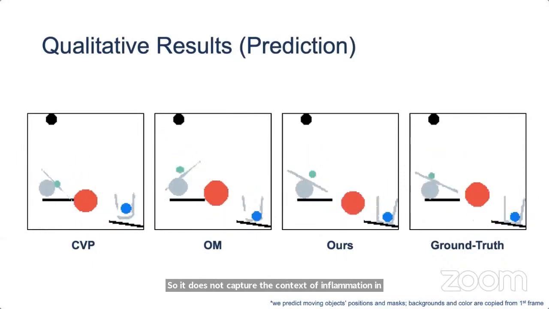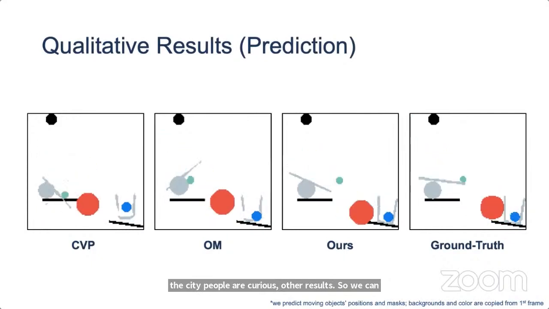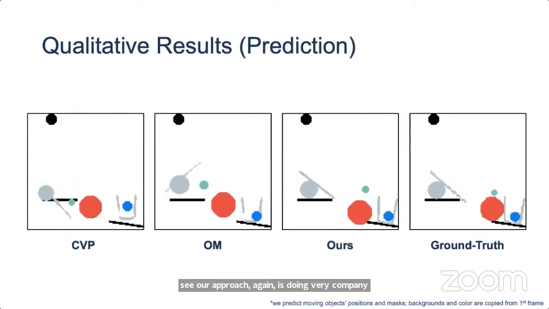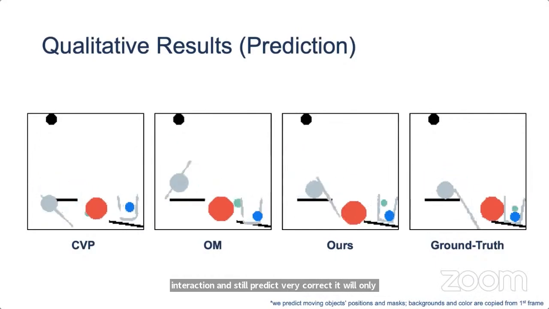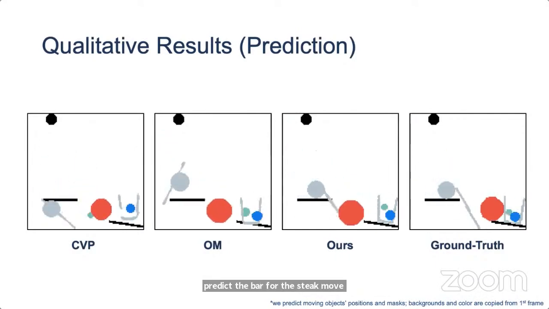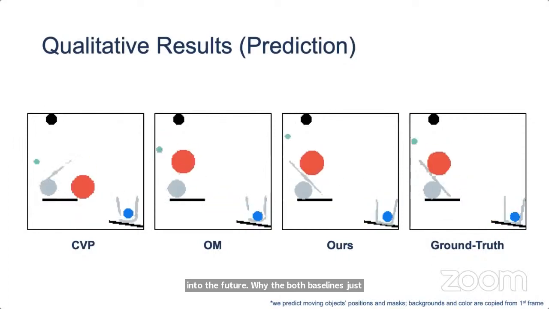Here are other results. We can see our approach again handles very complex interactions and still predicts correctly. We can not only predict how the ball moves, but also how the bar or the stick moves into the future, while both baselines just completely fail.